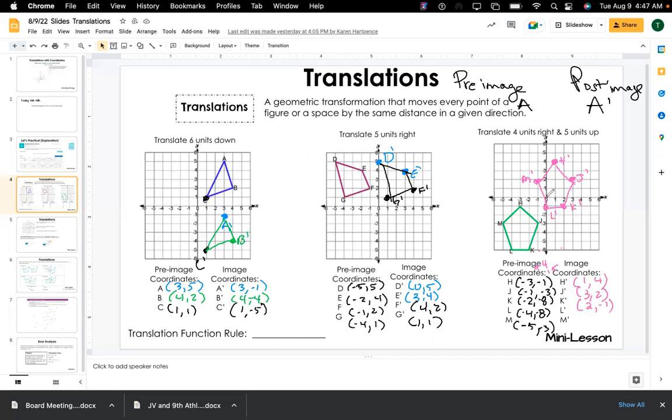So in this case, we don't move left and right. So that first X value is going to be 0. And then we're going to move down -1. M, we're going to the left 1, up 2. All right.